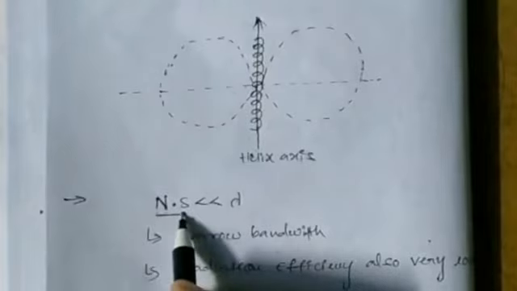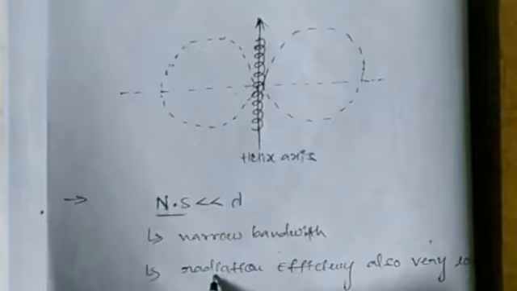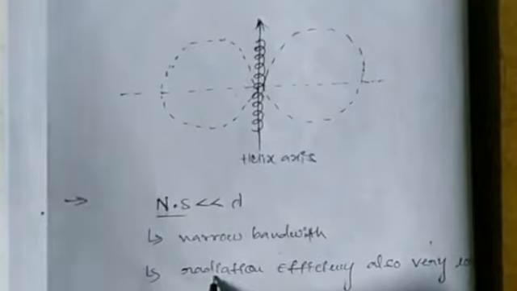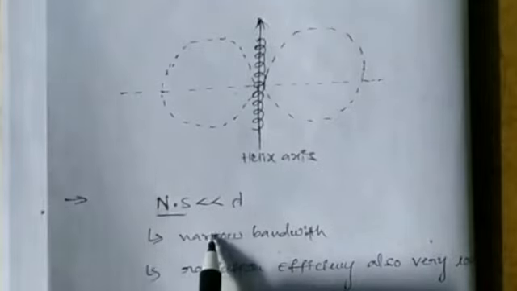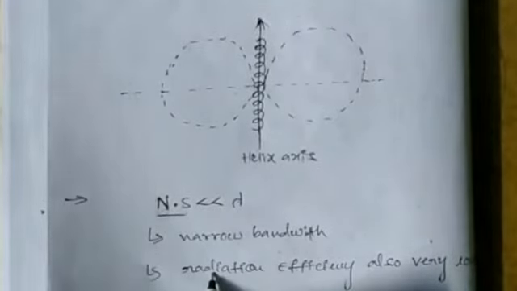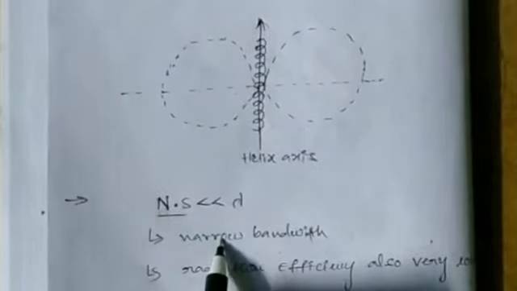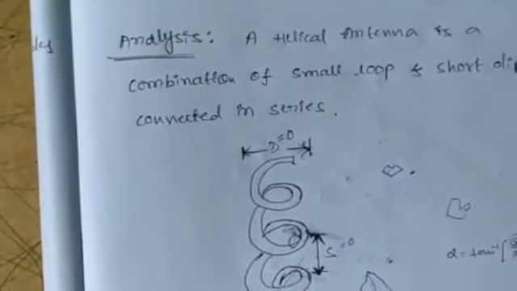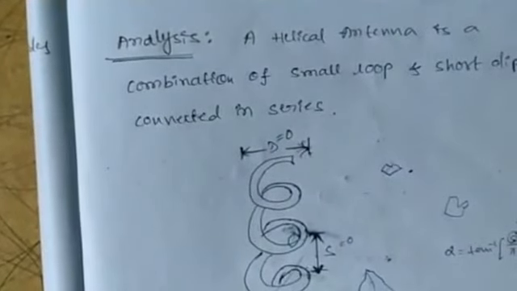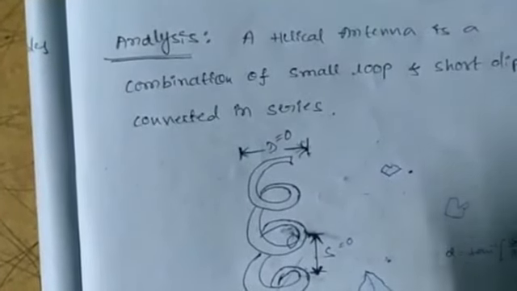But due to these small dimensions, we obtain a narrow bandwidth and the radiation efficiency is also very low. How do we increase the bandwidth and radiation efficiency? For that, we have to increase the size of the helical antenna. Then only the bandwidth increases, and the radiation efficiency also increases. And here we are seeing the analysis of the normal or perpendicular mode of radiation in the helical antenna.